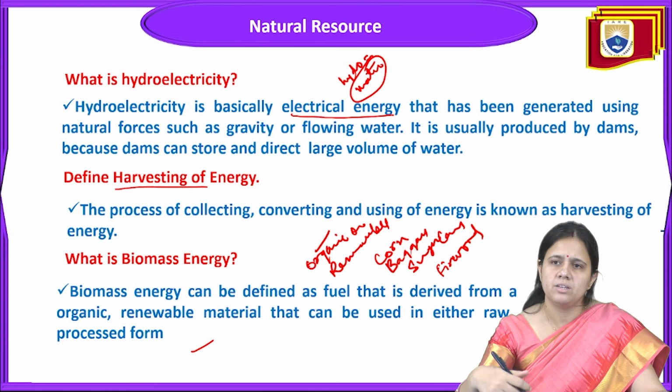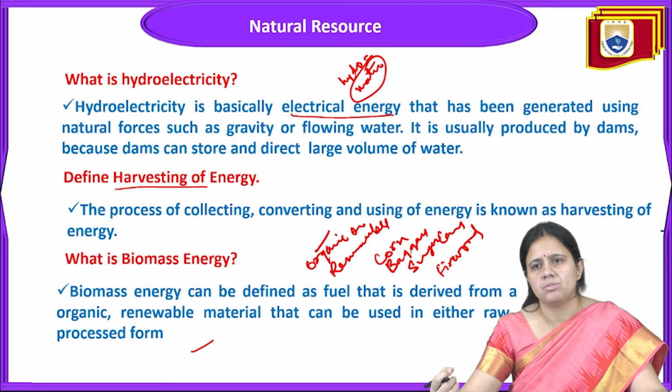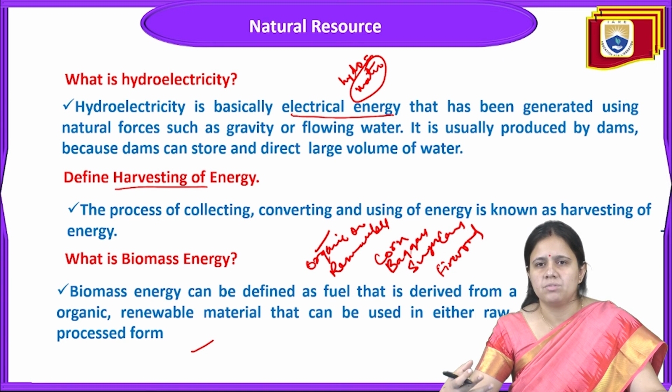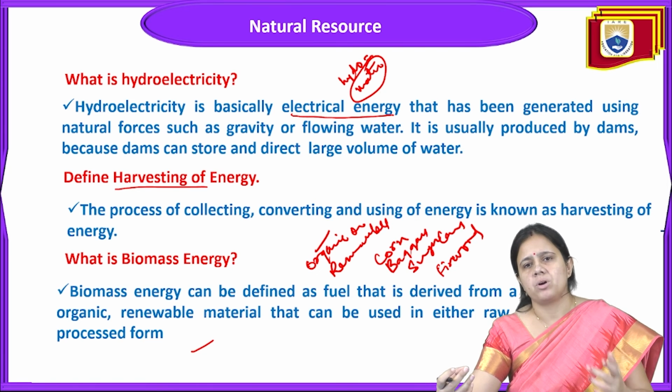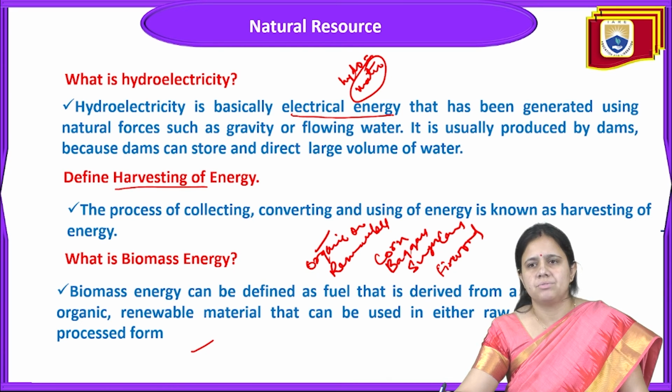By using all these things we can obtain some fuel, because from sugar cane and firewood, through some chemical methods like the pyrolysis method or the fermentation method, we will harness energy derived from any organic renewable material that can be used in either raw or processed form. This is called biomass energy, the biomass form of energy.